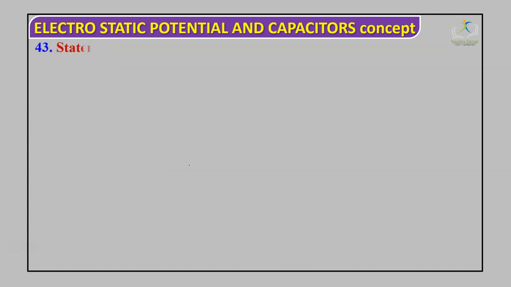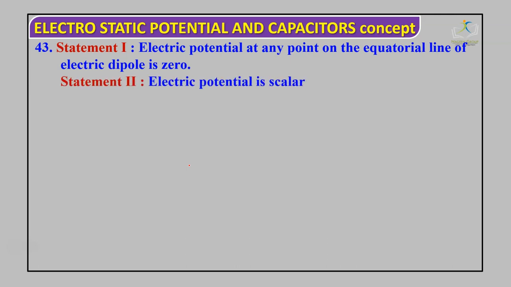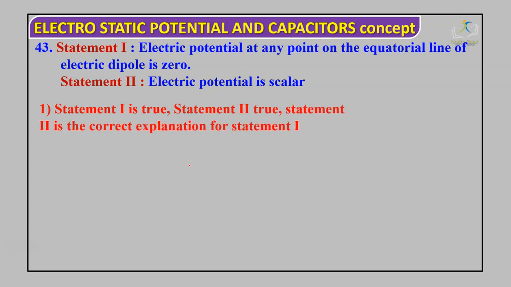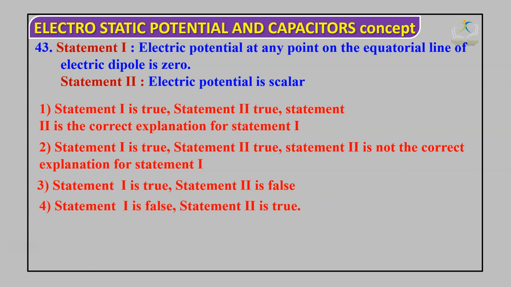Next question. We have a statement: electric potential at any point on the equatorial line of an electric dipole is 0. Second statement: electric potential is a scalar. Now we have these options. Statement first is true, statement second is true, and statement second is the correct explanation for statement first. Statement first is true, statement second is true, but statement second is not the correct explanation for statement first. Third, statement first is true, statement second is false. Statement first is false, statement second is true.